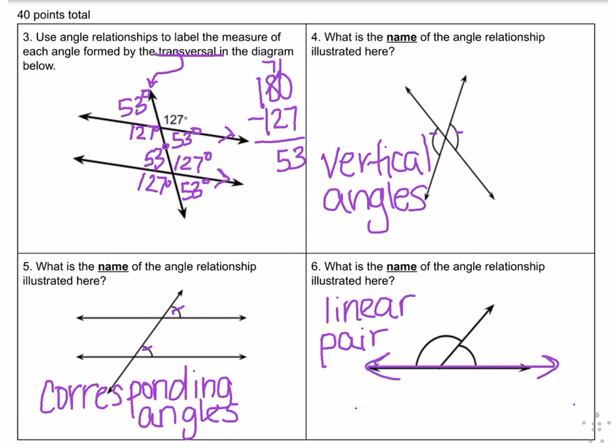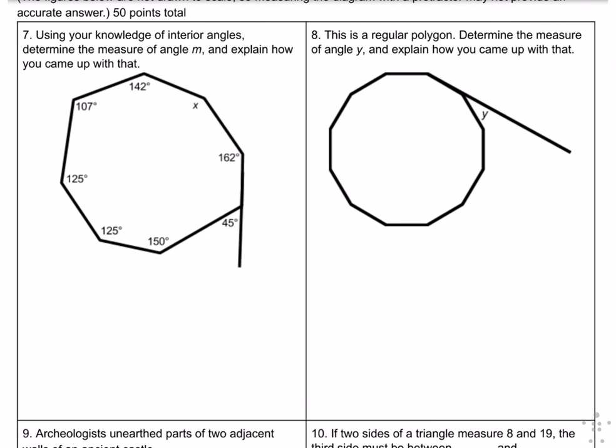All right, let's look at the next questions. Number 7 says, using your knowledge of interior angles, determine the measure of angle M and explain how you came up with that. So this is a typo. Angle M. It's just asking you to find the measure of X, the missing angle. So I'm going to erase what I just did right here, but M is referring to X.